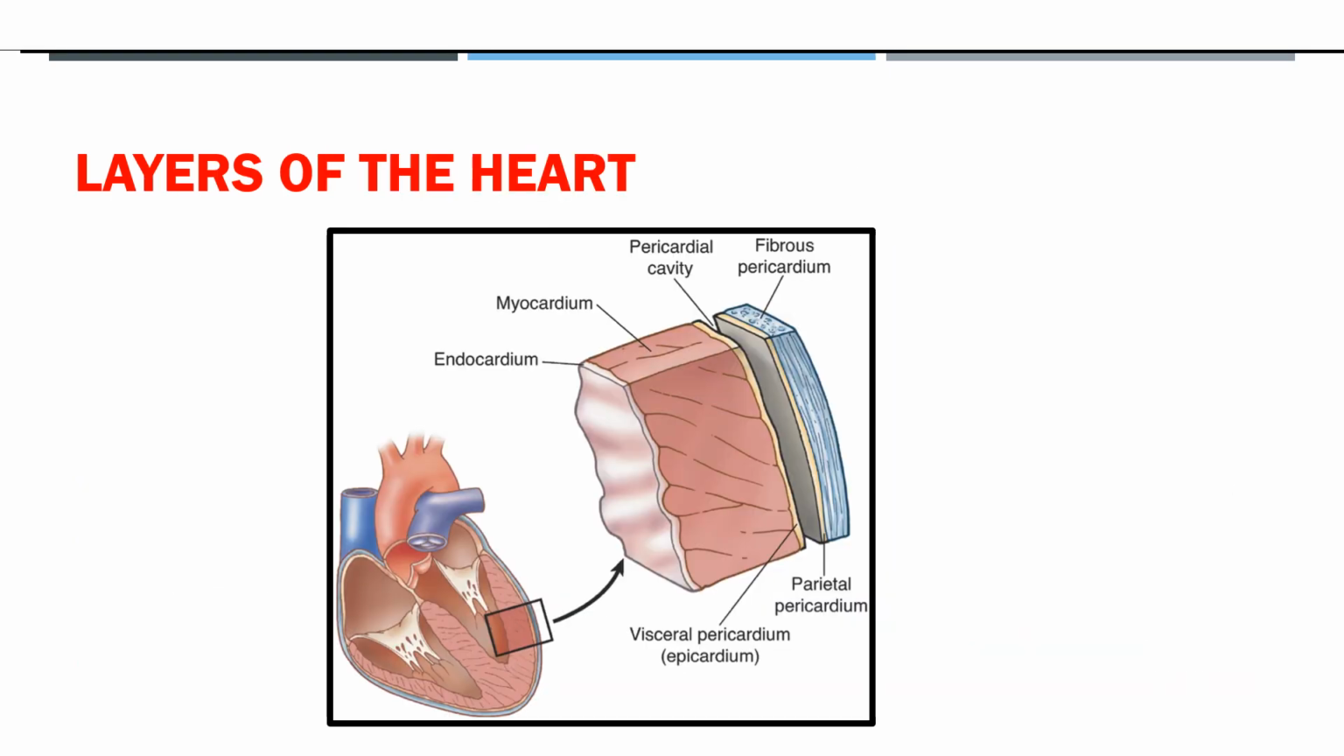Next, let's see the layers of the heart. There are three layers: the outer epicardium, the middle myocardium, and the inner endocardium. The epicardium is the outermost layer, also known as the visceral pericardium. That is part of the heart wall. The myocardium is the muscle wall.